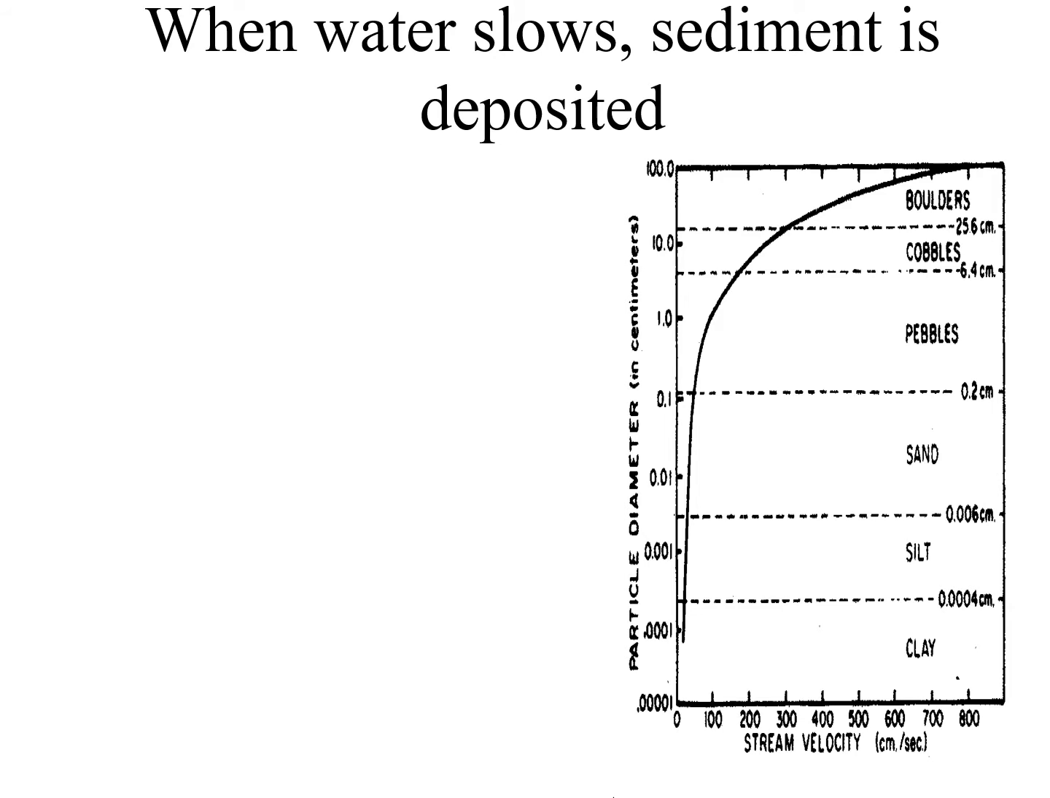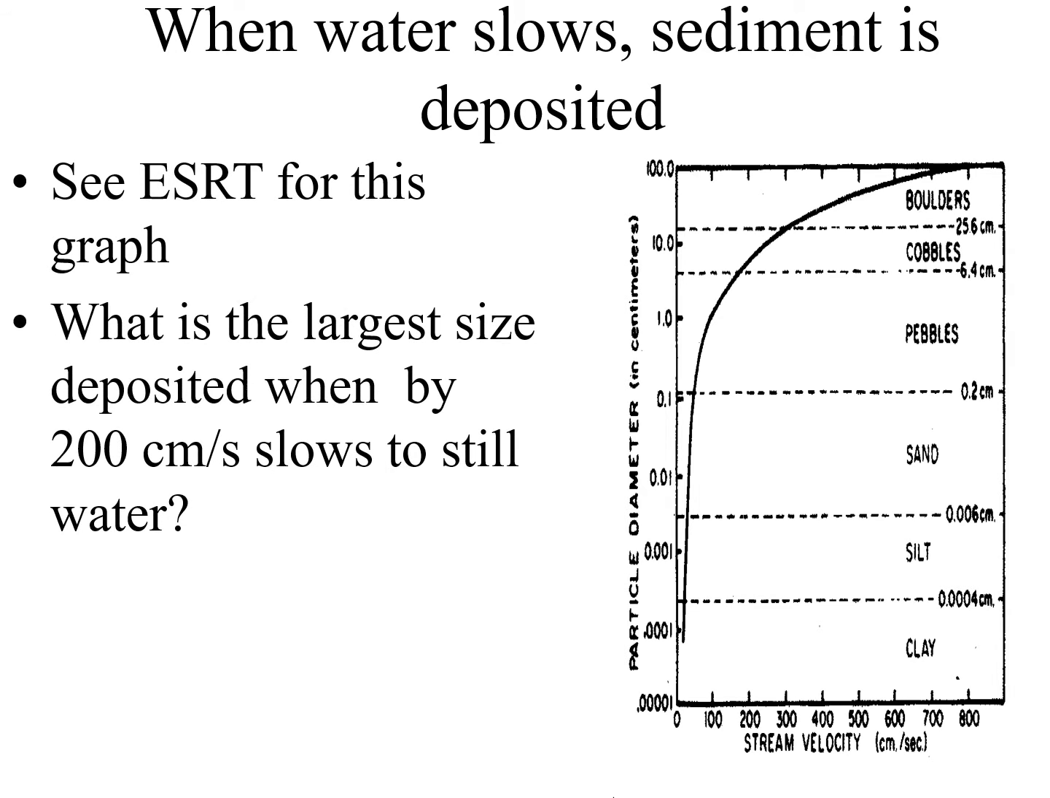So this is like the chart we use to find erosion, and in reverse, it's deposition. So as the water slows, you can see what particles it begins to drop. So what's the largest size deposited when 200 centimeters per second slows to still water? Well, if we go from 200 centimeters per second, probably easier doing it from the top, go down. Oh, look at that. And so this would be cobbles. And if you needed to, you could even read the actual size.